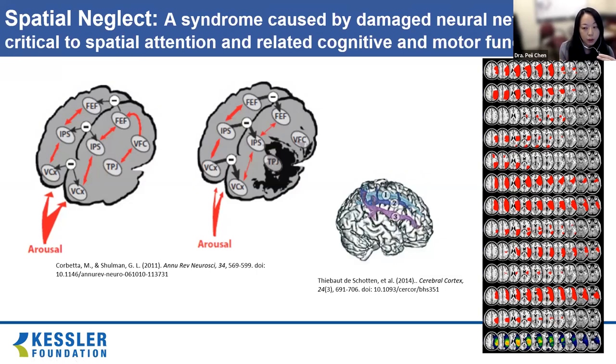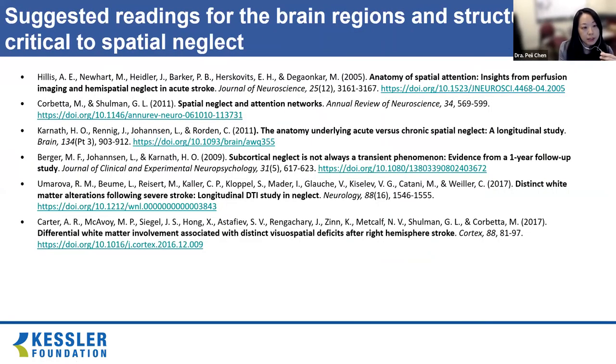because this is a network problem. The size of the lesion and the location of the lesion, yes, they matter, but they do not help me predict whether patients have a good prognosis or the presence of spatial neglect. If you want to learn more about this topic, here are some suggested readings about the neural mechanisms of spatial neglect.